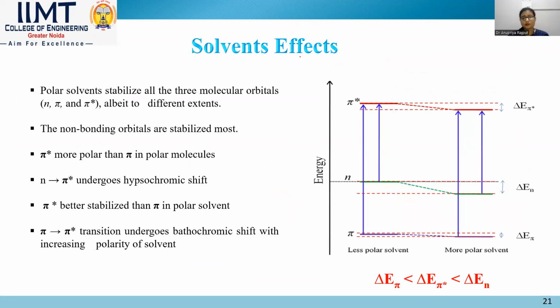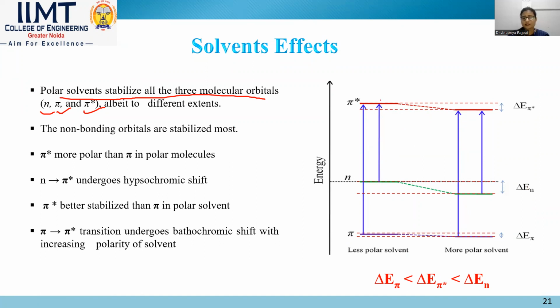Next is the solvent effect. Solvent is the most important part of UV visible spectroscopy. Generally, the polar solvent stabilizes the three molecular orbitals: non-bonding, pi bonding, and pi anti-bonding. For the transition from pi to pi star, if we use a polar solvent, the pi star anti-bonding orbital is stabilized more compared to the pi bonding. That means the energy gap between pi and pi star decreases. So energy decreases, wavelength increases. That means if molecules are dissolved in a polar solvent, the pi to pi star transition decreases in energy, and so there is a bathochromic shift.